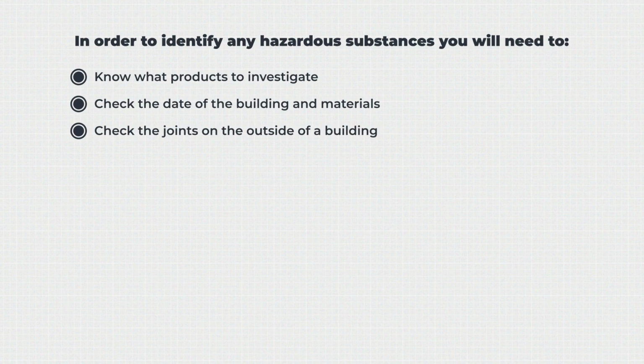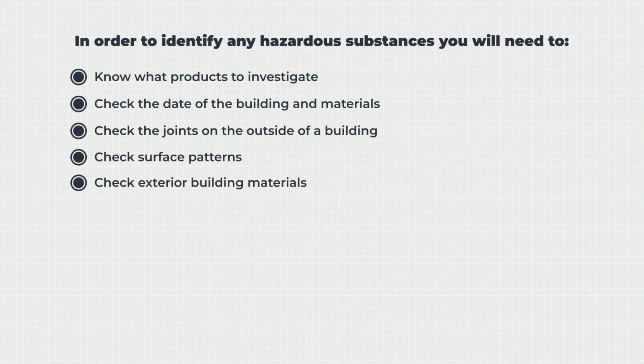Asbestos sheets often use aluminium runners and small nails. Check surface patterns. Asbestos causes dimples and craters to appear on surface materials. Check exterior building materials, especially older concrete cement boards. Check interior panels. An oily or dusty tile may indicate the presence of asbestos.